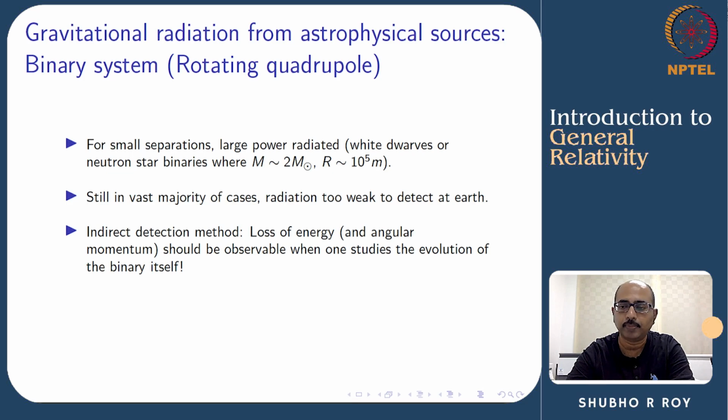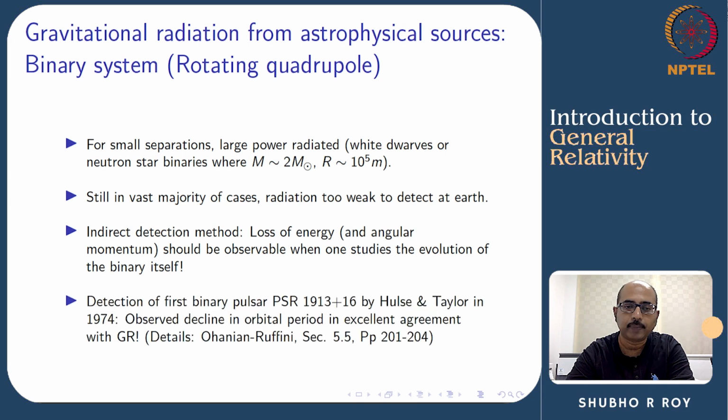They're not very bright, but we can have binary pulsars. That is, when one of the stars or one of the objects in the binary system is a pulsar. A pulsar is a neutron star which emits periodic pulses, regular pulses, and those are in the radio frequency range. And those radio waves can be picked up by radio telescopes, of course.